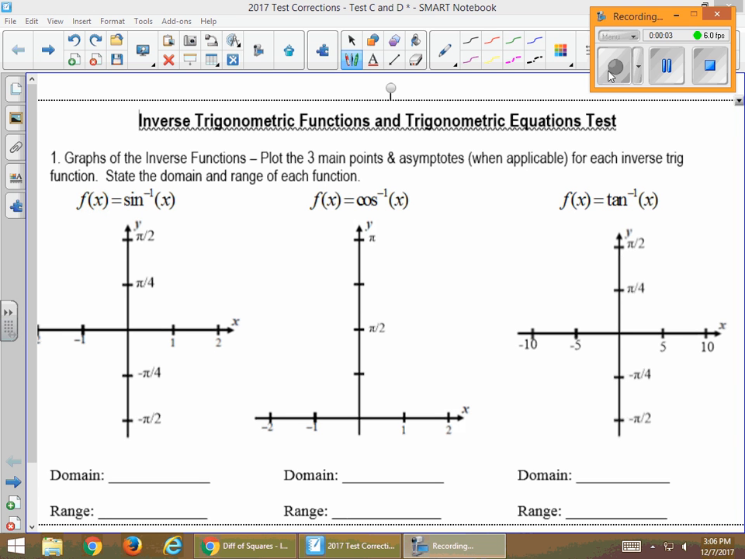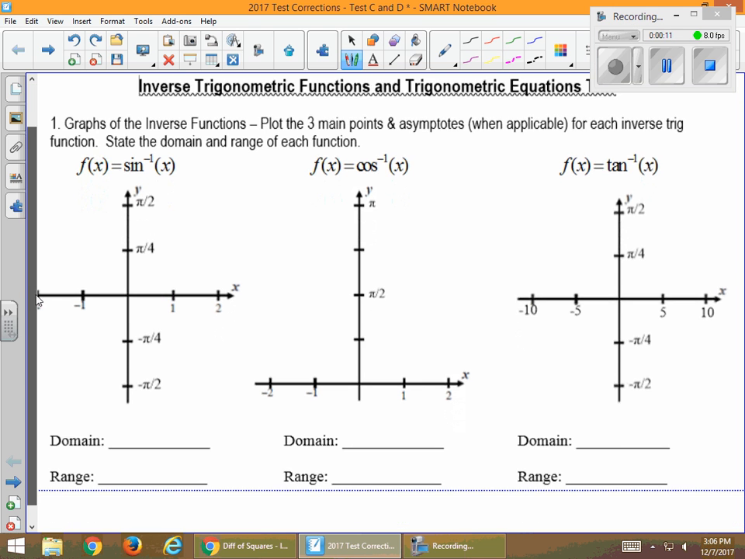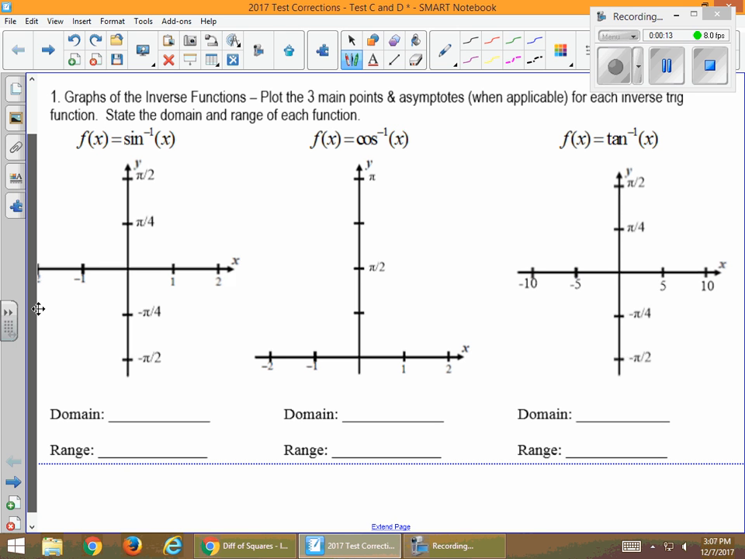Okay, graphing the inverse functions. So I'm going to be a lot more picky about this once we do a lot with sine, cosine, and tangent graphs. But here you can work these just with your values. The only thing that switches around here that's a little bit tricky is that your x-axis is what we usually think about as your outputs, and your y-axis is your angles.